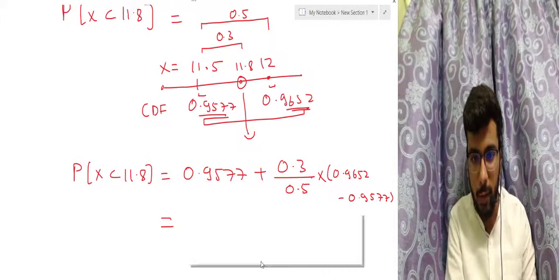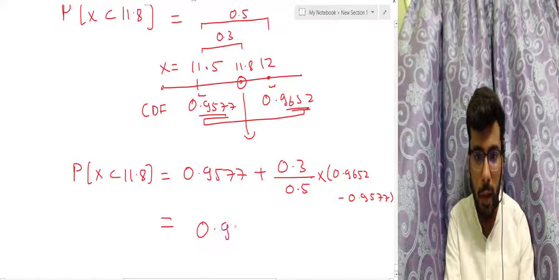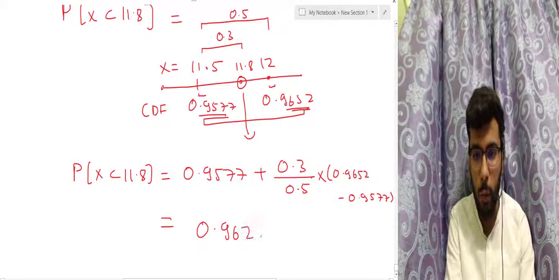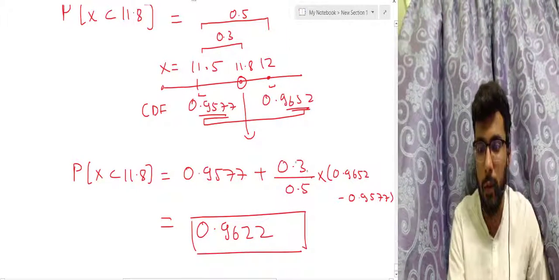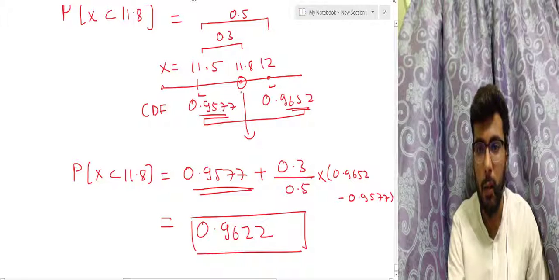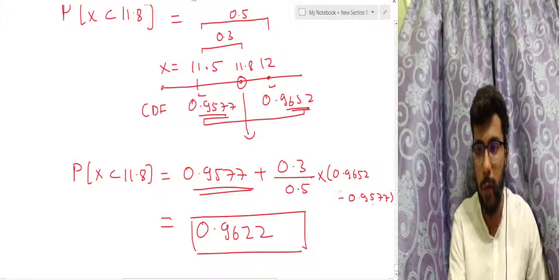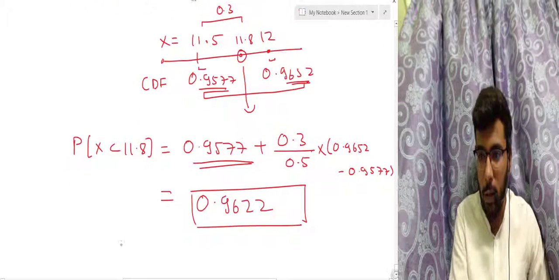Okay, let's see. So your value becomes 0.9622. So you don't need to learn the formula for interpolation ever. You can just make it out of common sense. So this is just common sense, taking 3 by 5 of the total gap and adding it to the initial value. So from the initial value, go 3 steps out of a total of 5 steps on the total gap. Okay, so that's how it works. Now let's just move on.